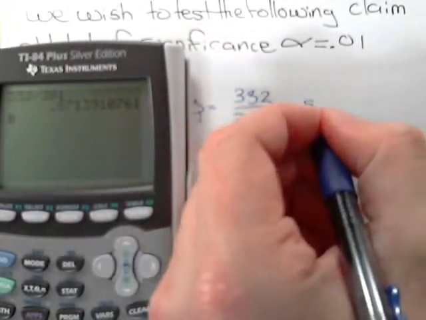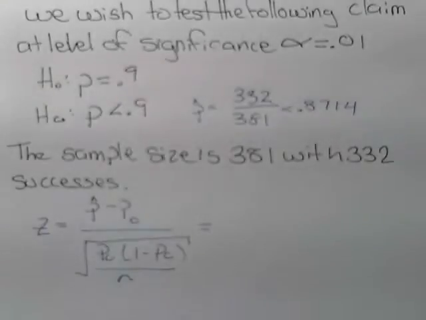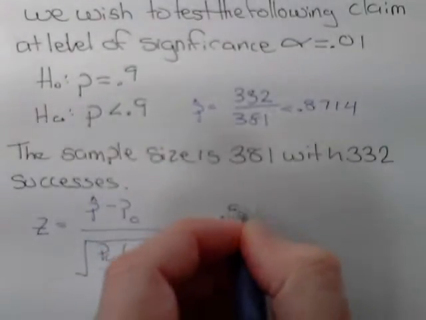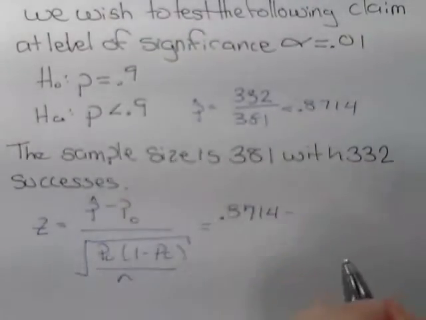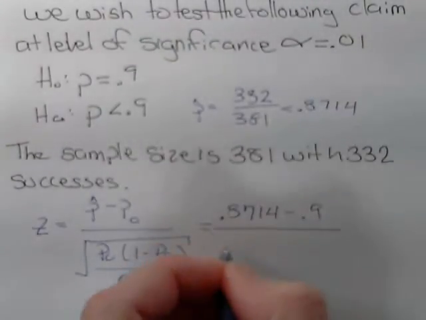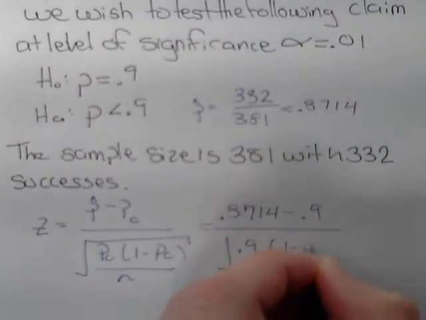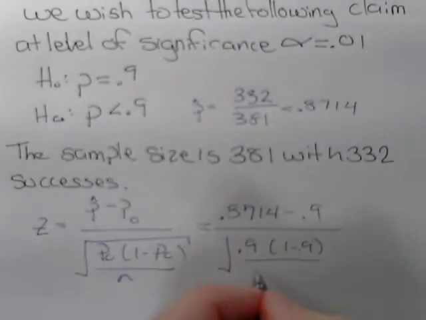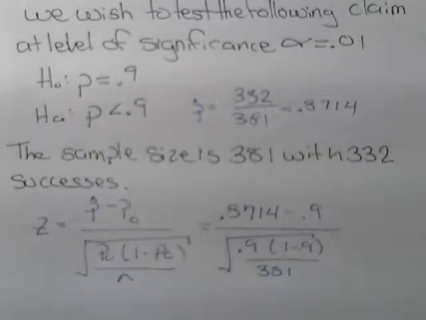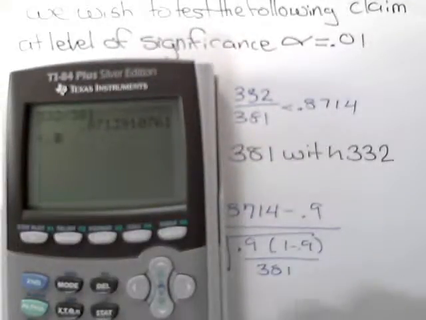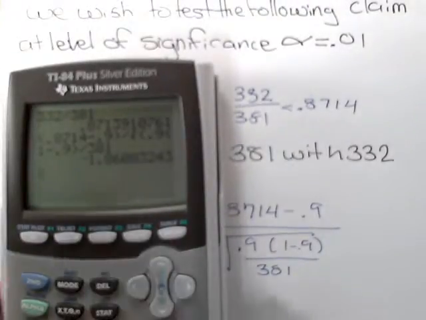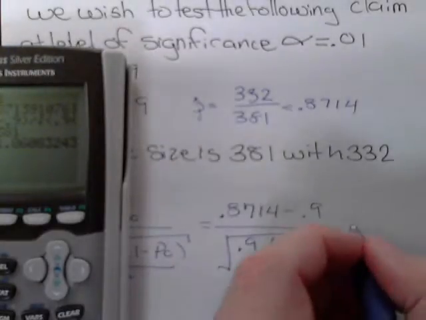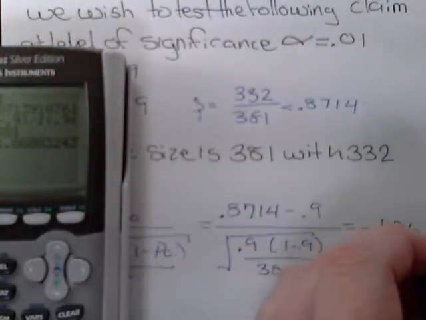is 0.8714. So we have p hat, 0.8714 minus p naught, which is 0.9, divided by the square root of 0.9, 1 minus 0.9 over the sample size, which is 381. Substitute, typing this in the calculator, 0.8714 minus 0.9 divided by the square root of 0.9, 1 minus 0.9 divided by 381 gives a test statistic of negative 1.861.